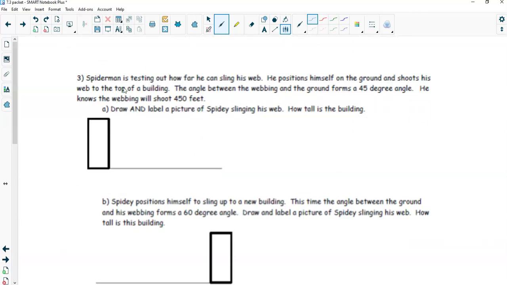And here it says Spider-Man is testing out how far he can sling his web. He positions himself on the ground and shoots his web to the top of the building. So he's here, and he shoots his web to the top of the building. So let's draw a line. There. Okay.